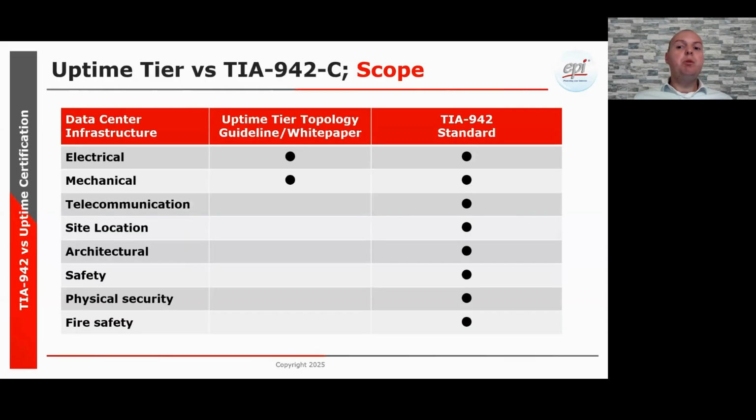What a lot of people are not aware of is the topology. Whereas Uptime follows basically 2 topologies, electrical and mechanical. Obviously, this is the baseline and the heart of each data center. But the TIA has adopted a wider range, with 9 new topologies. Think about telecommunication, fire safety.